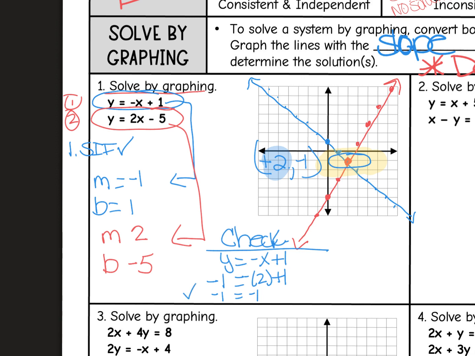Let me check the other one. Here is my second equation, my line in red. Same thing, I'm going to plug it in. So I have -1 equals 2 times +2, just substituting in my x and y coordinates, -5. So I have -1 equals 4 minus 5. -1 equals -1. Both of my equations are true, so I know that my solution is correct. Try the next one on your own and see what you get.